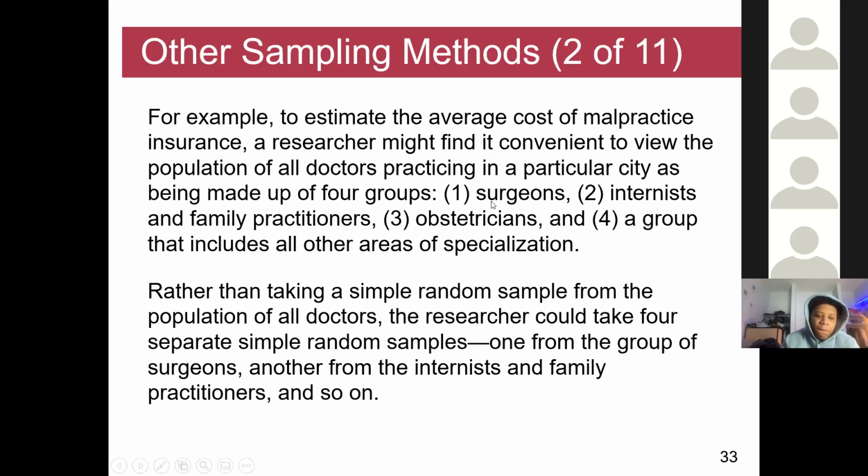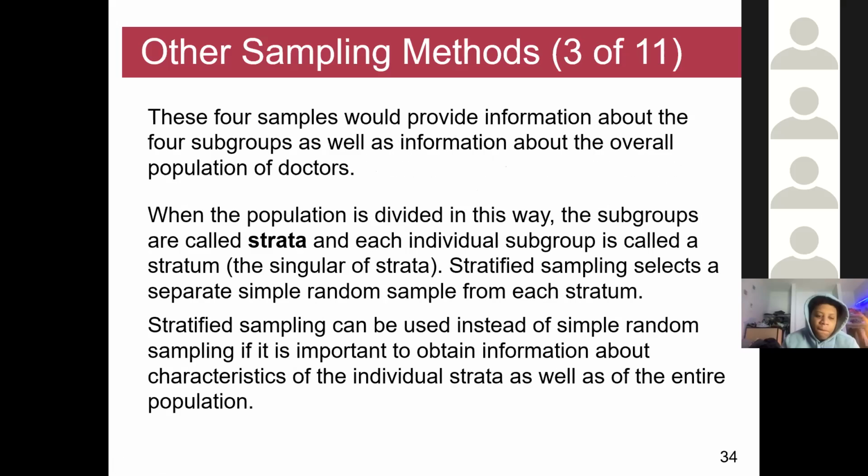We can have, for example, the mean cost of malpractice insurance for all doctors, but we could also have separate means for the surgeons, for the internists and family practitioners, for the obstetricians, and for group number 4. So that's a big advantage of doing that. Right? So each of these subgroups is called strata, or strata, depending on how you say it. And each individual subgroup is also called a stratum. I guess I'll say stratum.